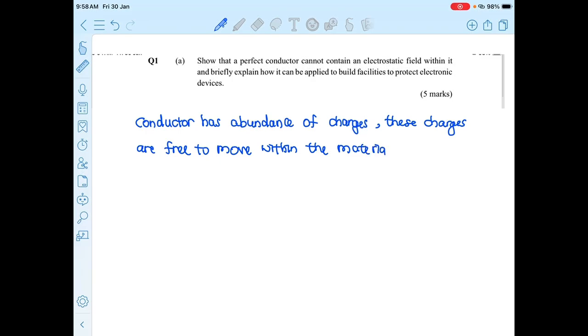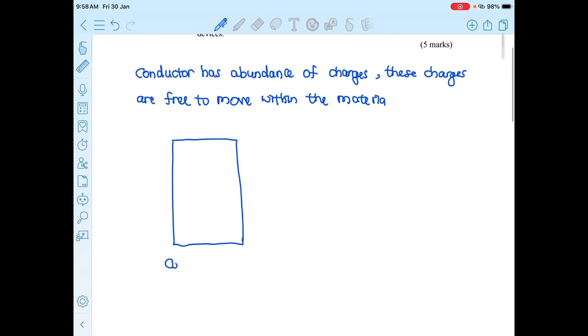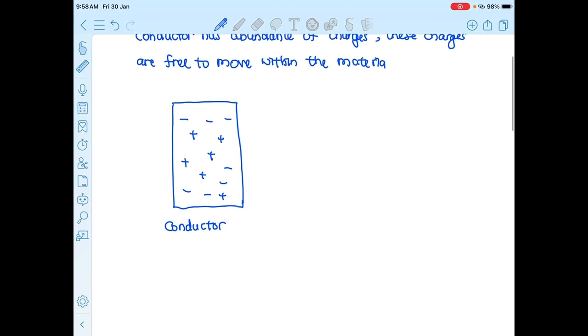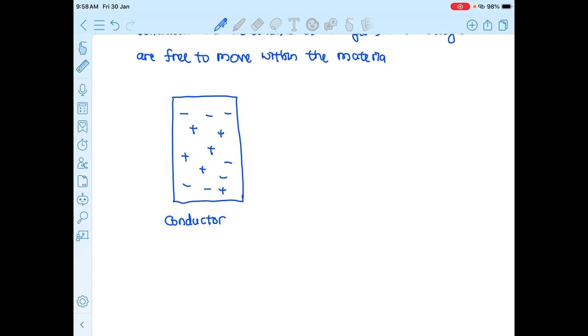You can draw a diagram. Let's say this is your conductor, and you can label it. You have negative and positive charges, distributed randomly, and these charges are free to move. This is the condition when no electric field is applied, which means we don't put this conductor in a medium that has an electric field.